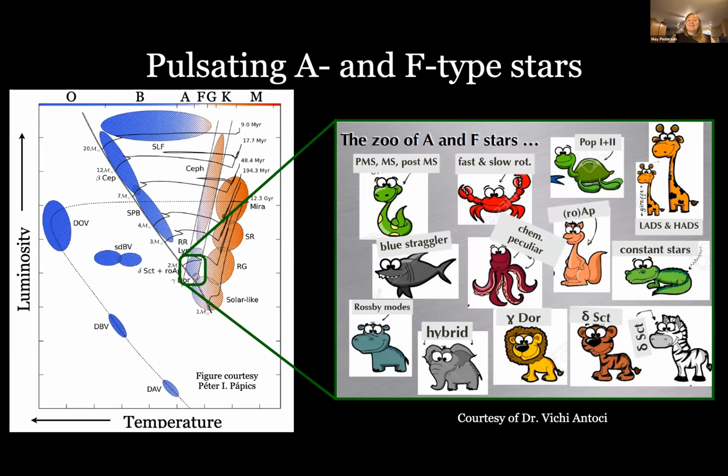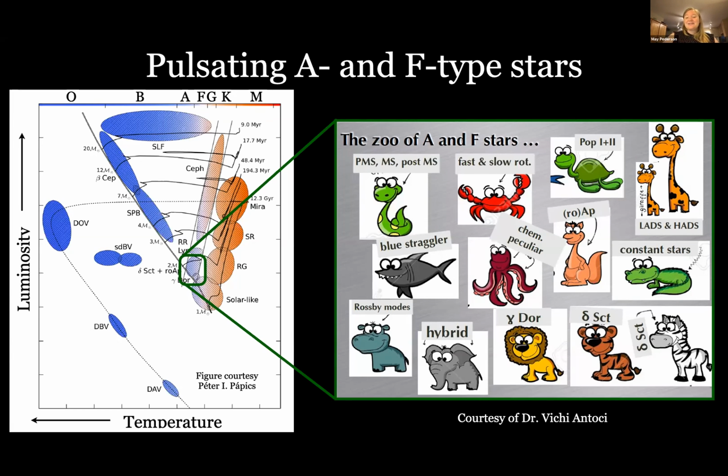Now for the next part of the diagram, we're going to move a bit higher up in the HR diagram and look at these main sequence A and F type stars. And as you can see in this very, very small part of the diagram, we have a lot of different types of stars that are pulsating. So that's super interesting. It means there's a lot of interesting physics we can learn for these stars, a lot of stuff to be done.